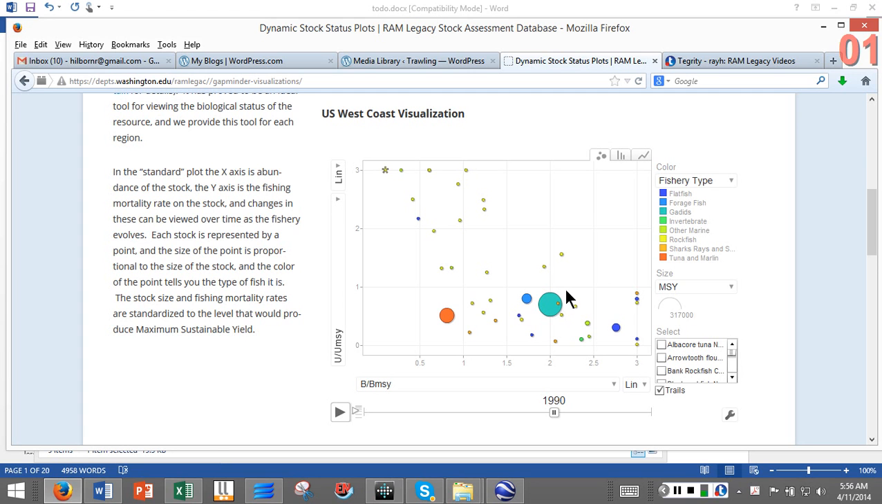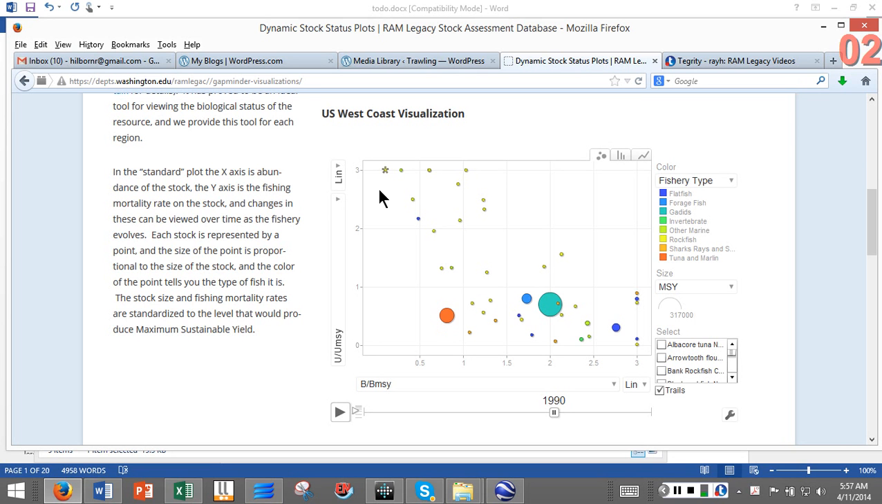So in 1990, we see the largest stock was Pacific hake, and at the time the biomass was quite high, roughly twice the level that would produce maximum sustainable yield, and fishing pressure was slightly below the level that would produce maximum sustained yield. At the same time, the second largest circle is Pacific albacore tuna, which was slightly below the level that would produce maximum sustained yield. And its fishing pressure was reasonably low, about half of that which would produce maximum sustained yield.